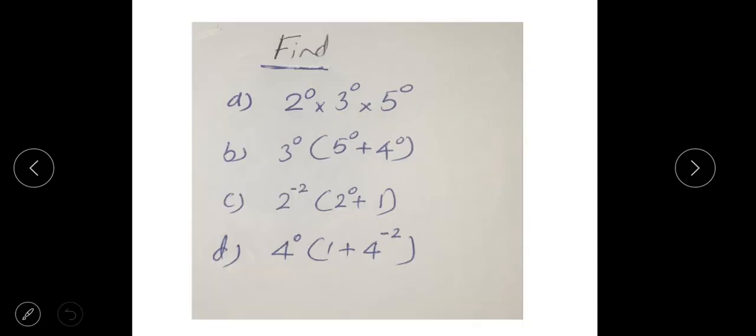So now we do some questions on these two concepts, negative exponent and 0 exponent. Look at this question. 2 raised to 0 into 3 raised to 0 into 5 raised to 0, also 1. So the answer is 1 into 1 into 1. Yes, look at the second question and third question, fourth question.